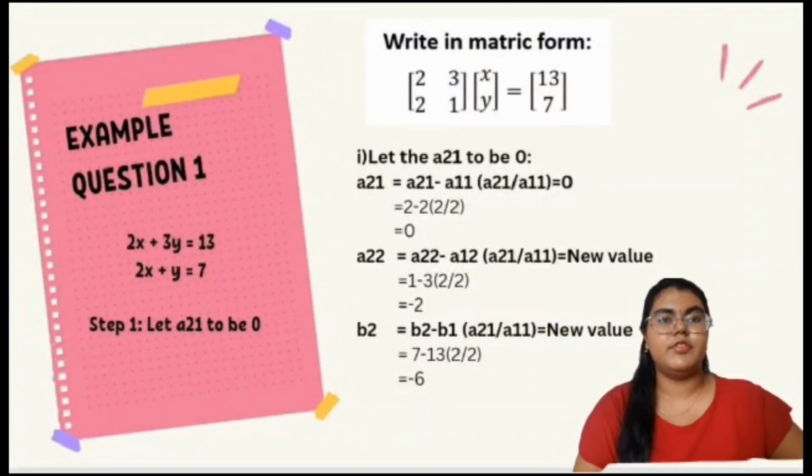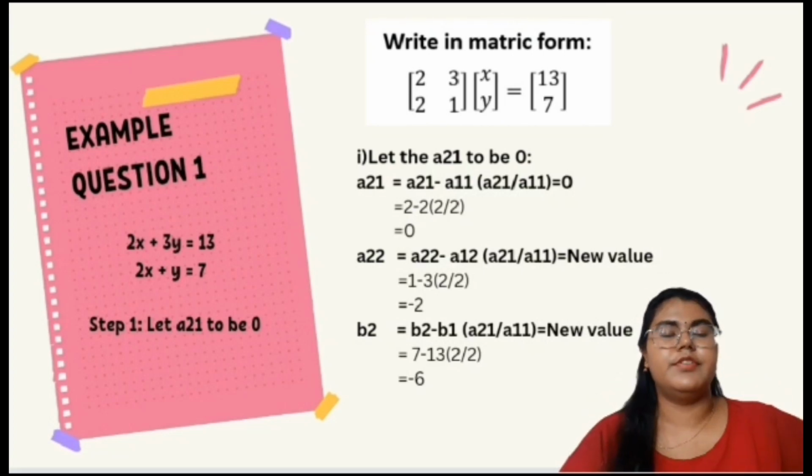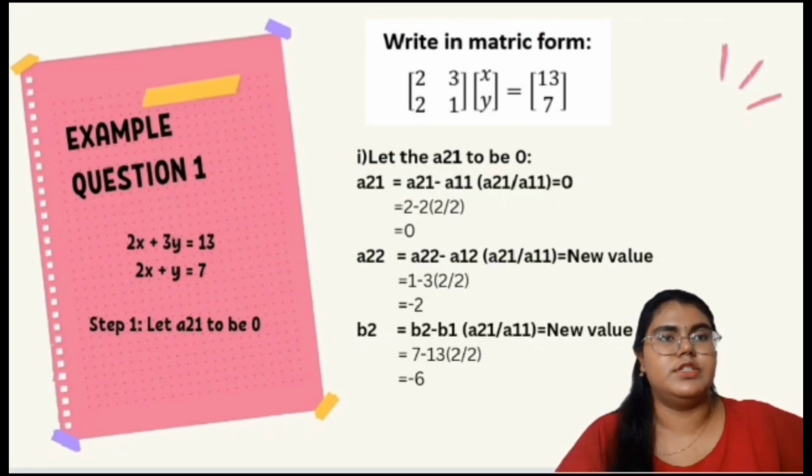Okay, let's see the example question of Gauss elimination. Here we have two equations. The first equation is 2x plus 3y equals 13, and the second equation is 2x plus y equals 7. What we have to do first is write these equations into a matrix. The first step is to make a21 zero. As you can see here, after the calculation, we get the value of a21 as 0, and a22 is negative 2, b2 will be negative 6.